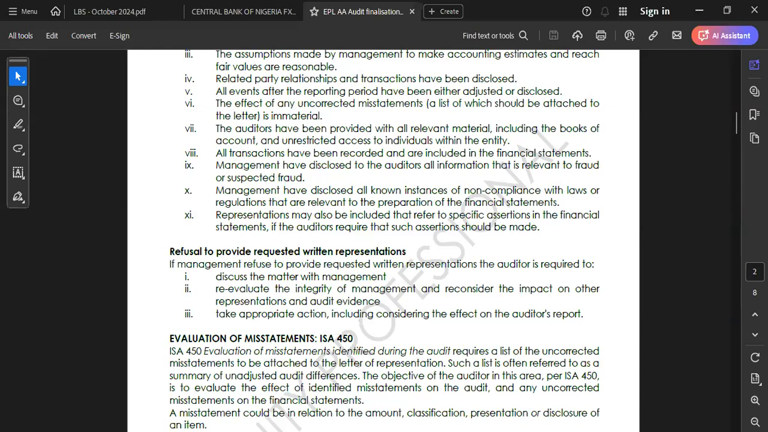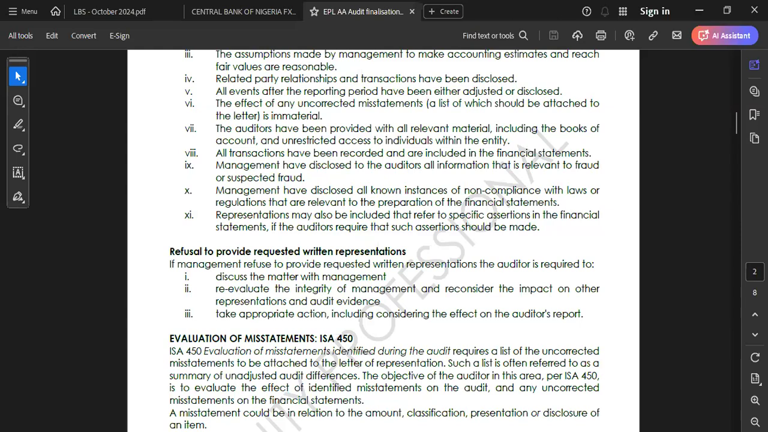And another thing the auditor will need to do is also to start looking at the impact of not having this representation letter on other evidence he has gotten. So, what would be the impact if management didn't give me this letter? What is the effect? What will it translate to when I'm preparing my audit report? And what are the implications thereof? So these are the things the auditor will need to look at.